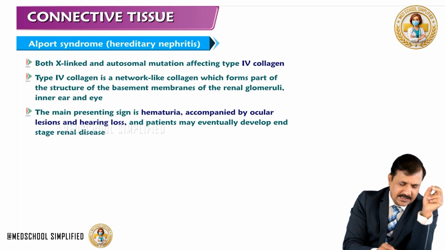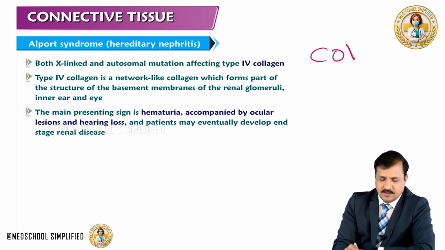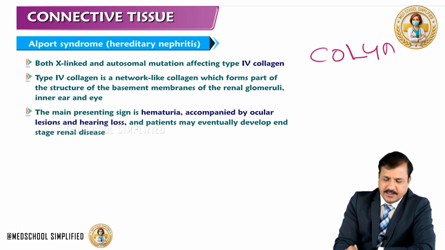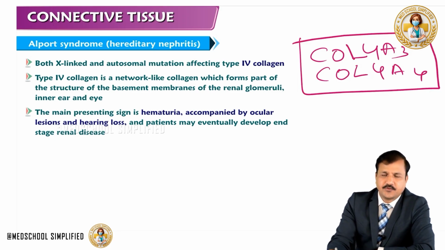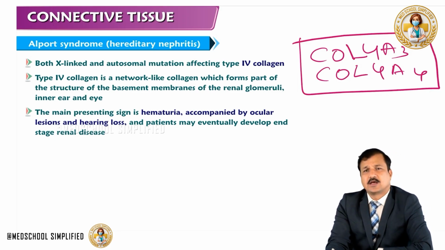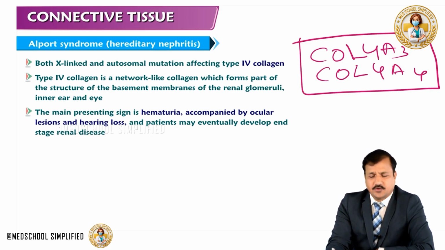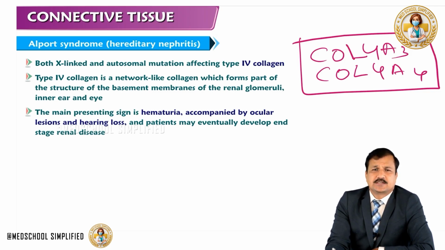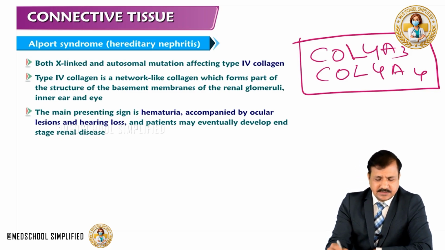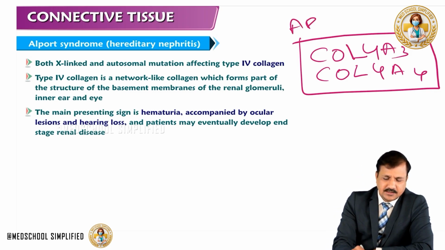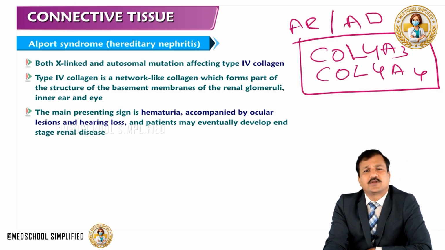Which can be written as COL4A3 and COL4A4. That is, the type 4 collagen alpha 3 and alpha 4 genes are mutated. One follows an autosomal dominant pattern of inheritance, and the other follows an autosomal recessive pattern of inheritance.